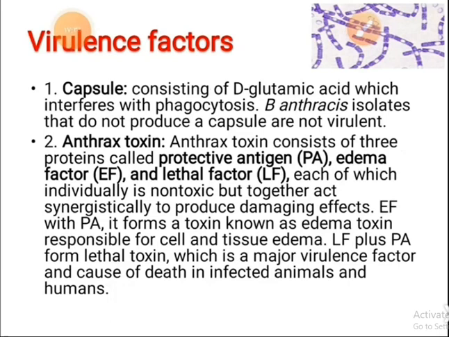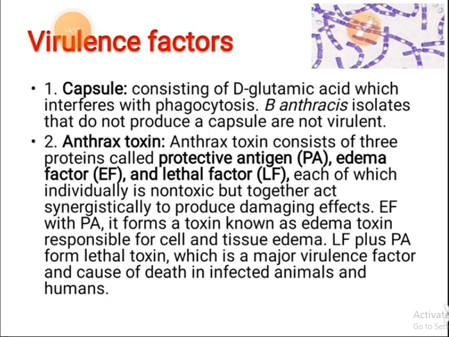Bacillus anthracis is a virulent strain, which means that the microorganism has virulence factors. The most important virulence factor is first the capsule, which interferes with phagocytosis. So the most important function of the capsule in any microorganism is interference with phagocytosis. The strains that do not produce the capsule are not virulent because they are phagocytosed and the body can attack them and they are eliminated soon.